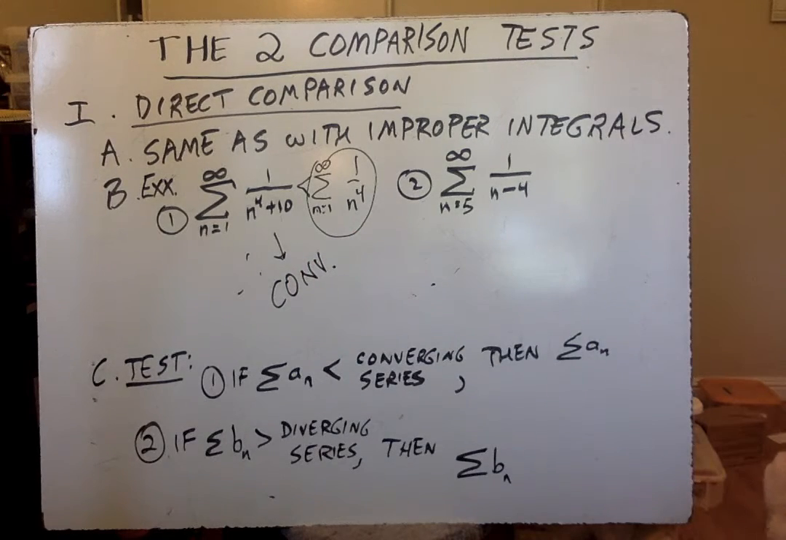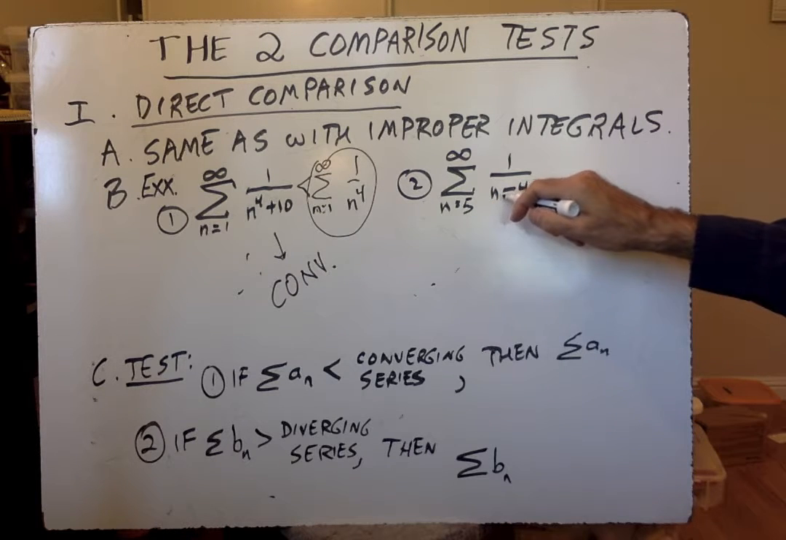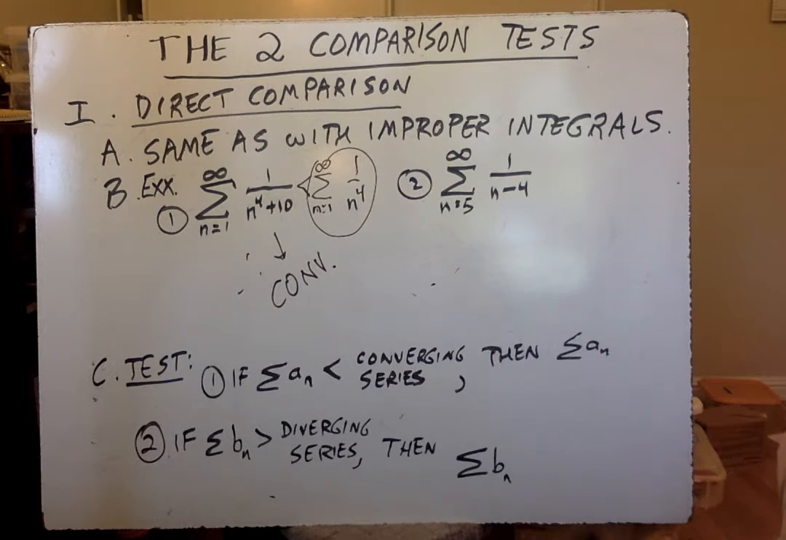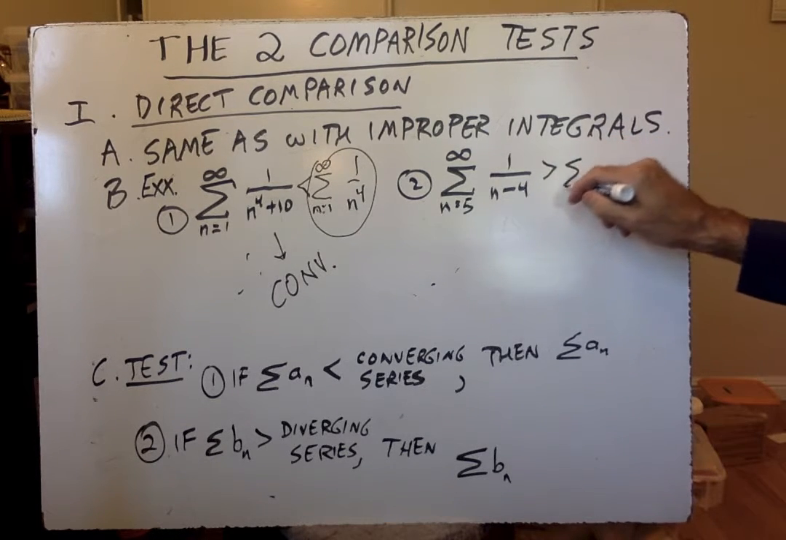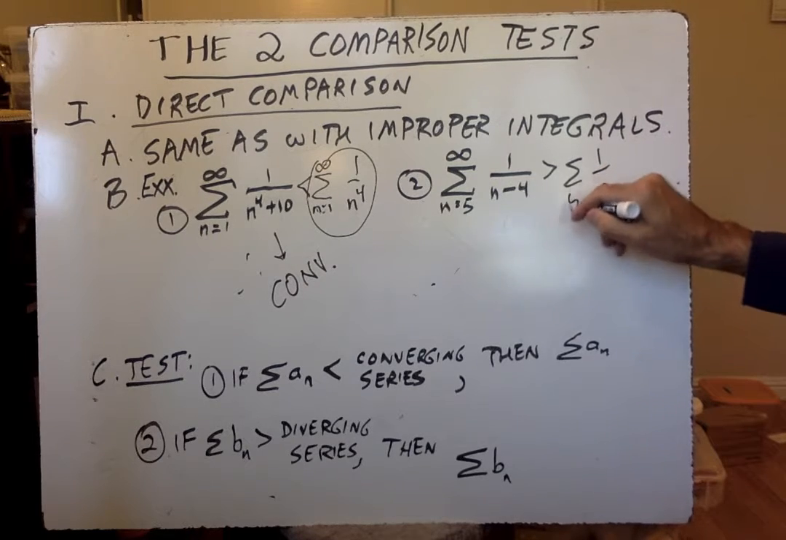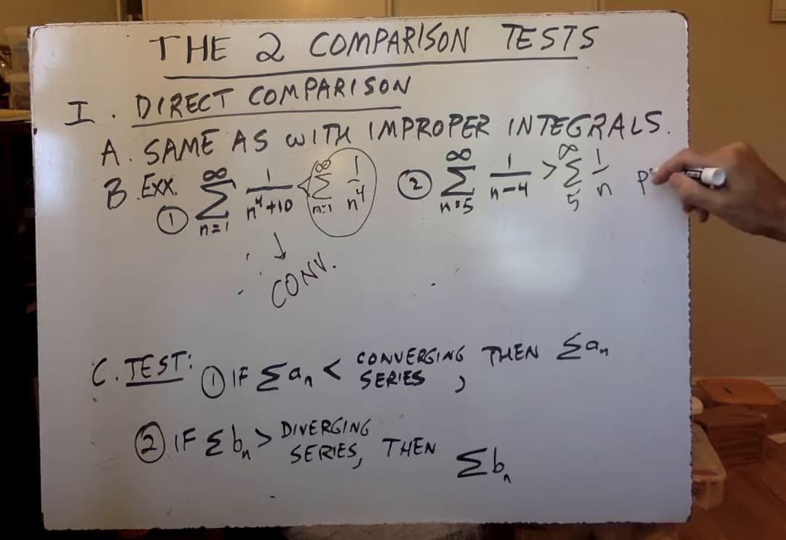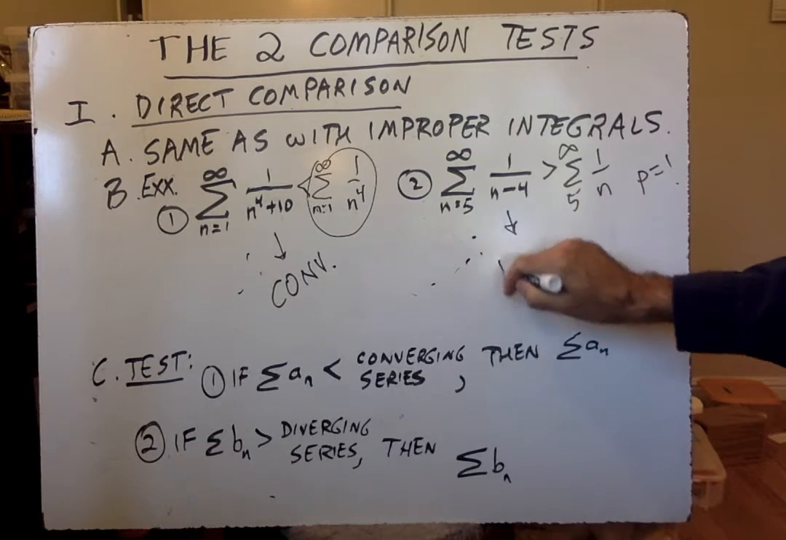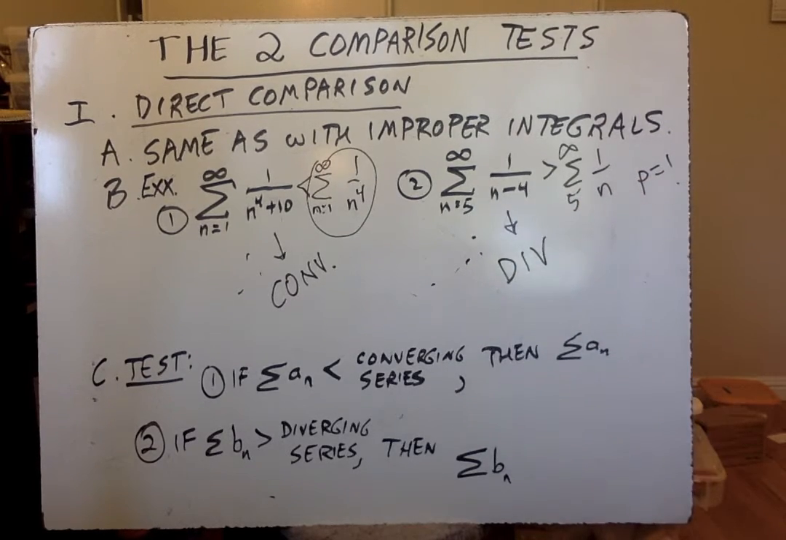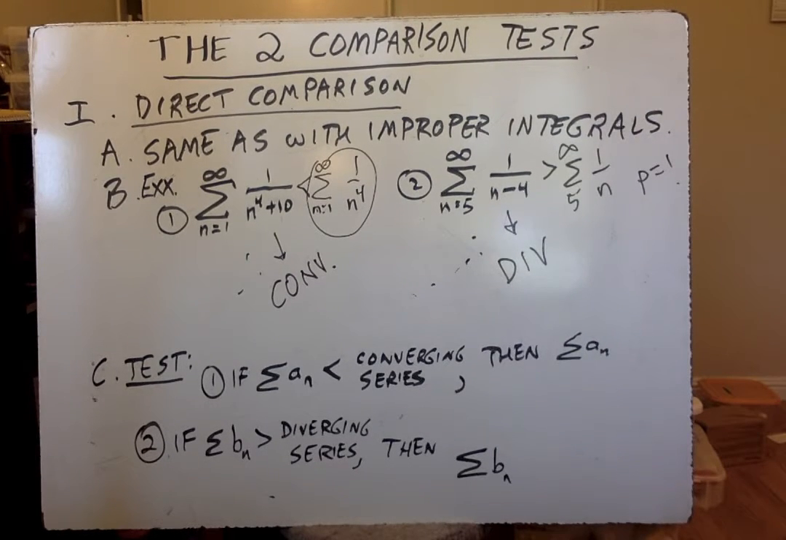Do the same idea with this one. And notice I had to start at n equals 5 because I don't want a divide by 0 problem. All right, this one is clearly bigger than what common series? Well, we would do this, 1 over n. Clearly bigger than that, that's a p series with p equals 1. Therefore, this one diverges. This is larger than a diverging series. So you've already seen this idea with improper integrals, so we won't go through any more details than we did back then.